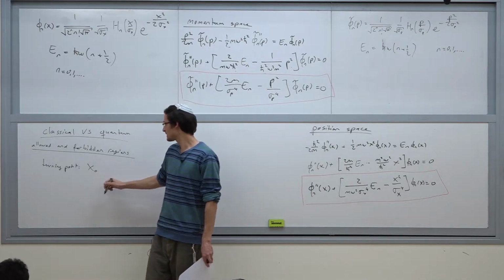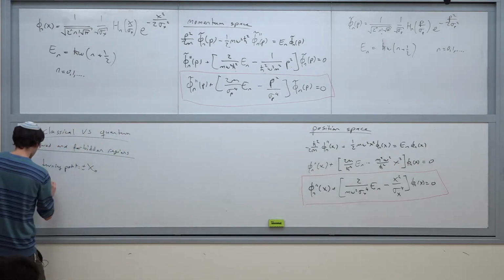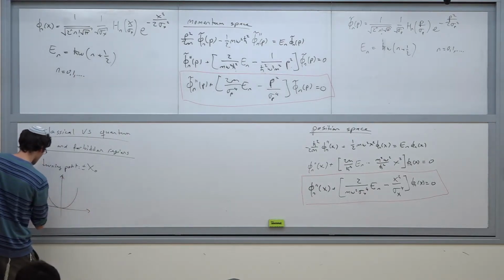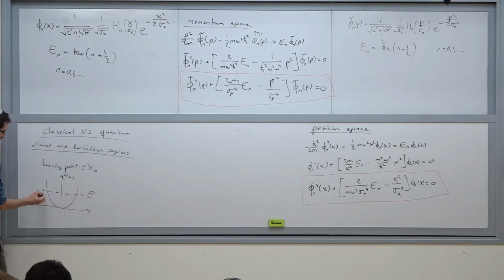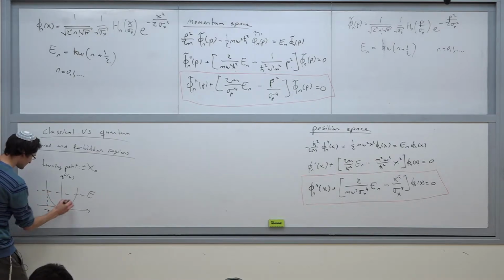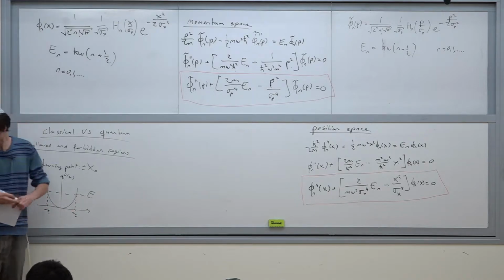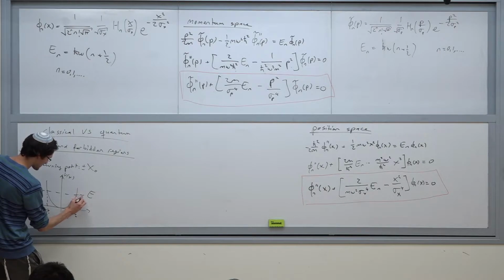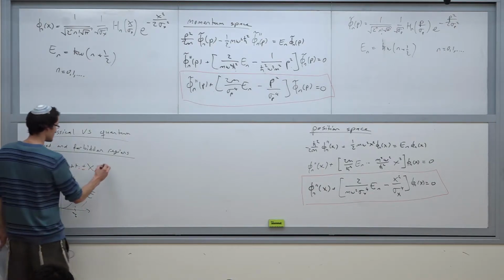That's a turning point. So the turning points are plus and minus x naught, which means that a harmonic oscillator in classical physics, if it has some energy E, can go between minus x naught and plus x naught, which means it cannot be beyond this region. Over here, the classical particle cannot exist.